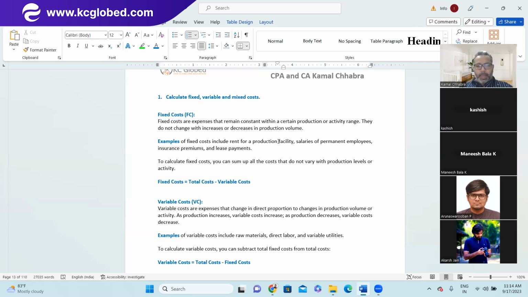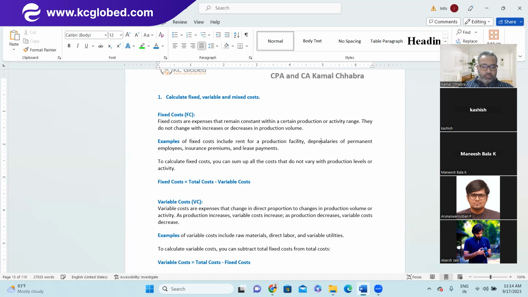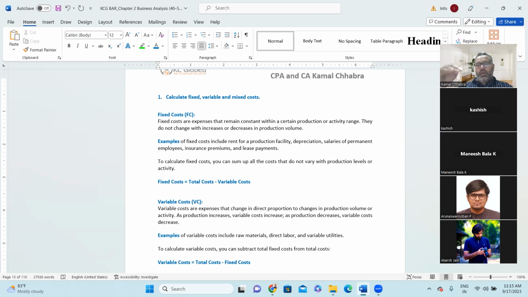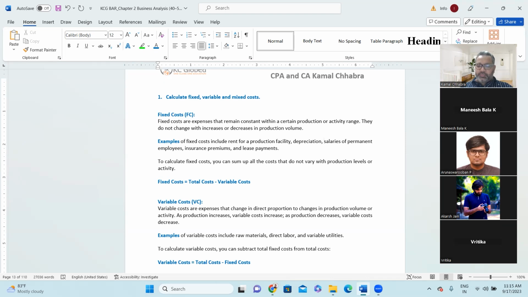सर ये जो ऊपर हमने डेफिनेशन लिखी है फिक्स कॉस्ट की, that are expenses that remain constant within a certain production and activity range, isn't this true for fixed cost? Say that again. It is not true for step fixed cost. The definition of step fixed cost. What is step fixed cost? Yeah, you're right. So to one extent, this cost remains the same, and then when you go to the next level, it will increase, right? That's what you're saying.